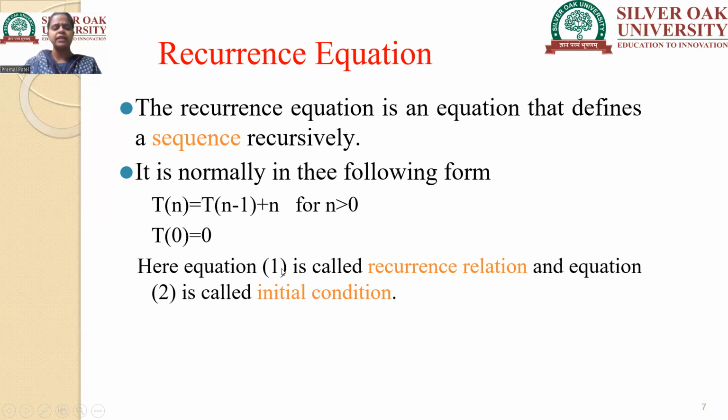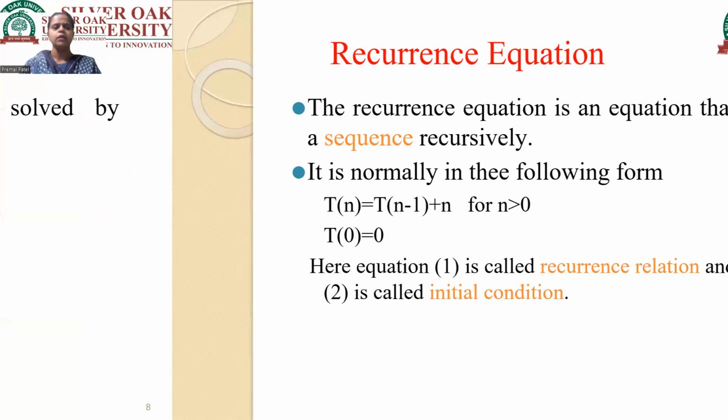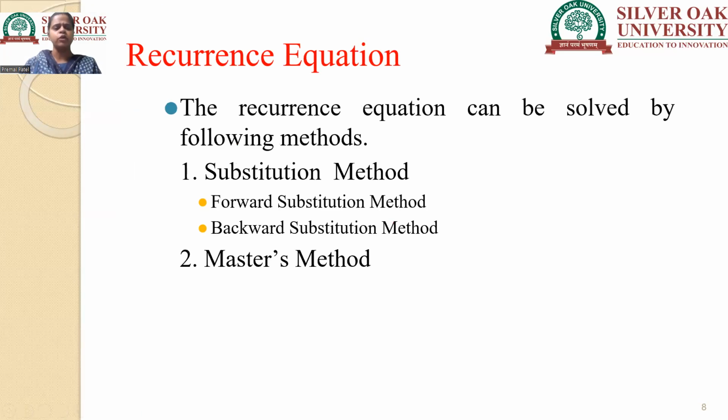So here we can say that equation 1 is known as the recurrence relation, and equation 2, that is T(0) = 0, is known as the initial condition for the equation. Whenever you need to solve a recurrence equation, you are given two equations: first one is the recurrence relation and the second one is the initial condition.